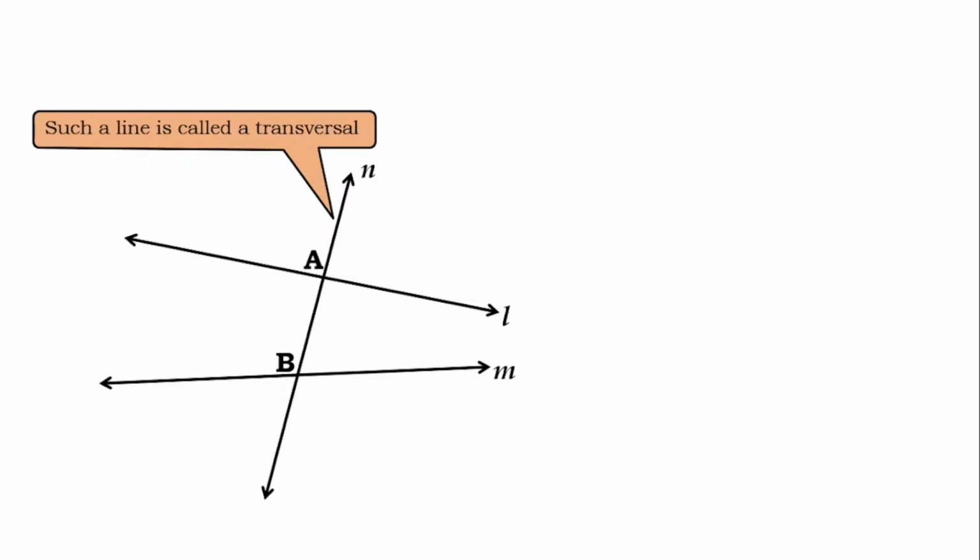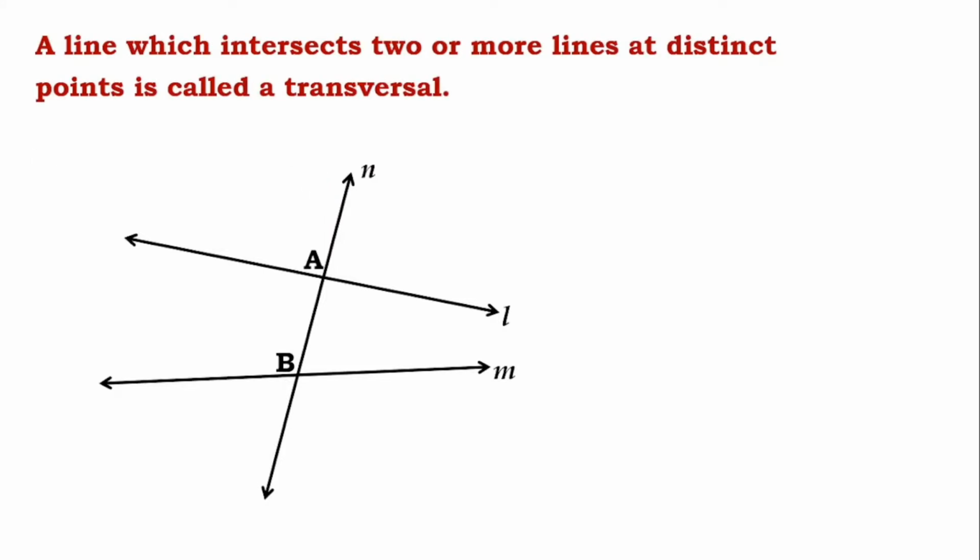Such a line is called a transversal. Let us define a transversal. A line which intersects two or more lines at distinct points is called a transversal. So this N is a transversal which intersects lines L and M at points A and B. Understood? Yes.